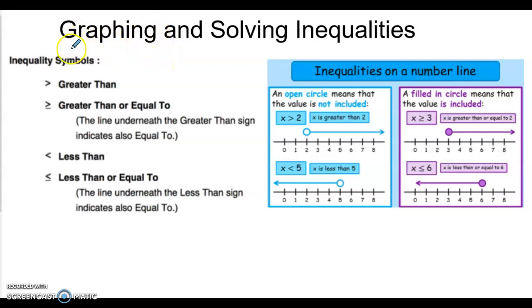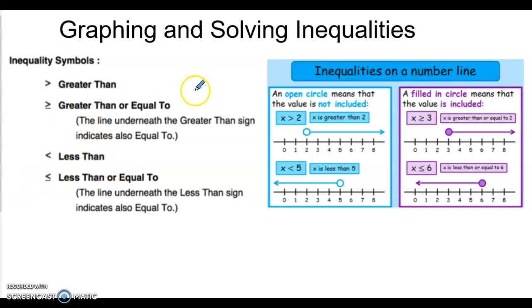Okay, so the first thing that we need to do before we start solving inequalities is to understand the symbols and what they mean. So this is a greater than symbol. This one is a greater than or equal to. This little line underneath it means that it's also like an equal sign. Here we have the less than symbol, and this is the less than or equal to symbol.